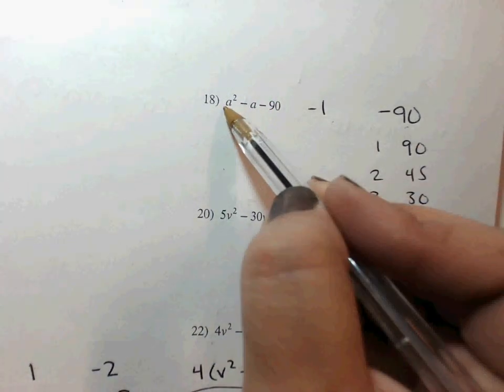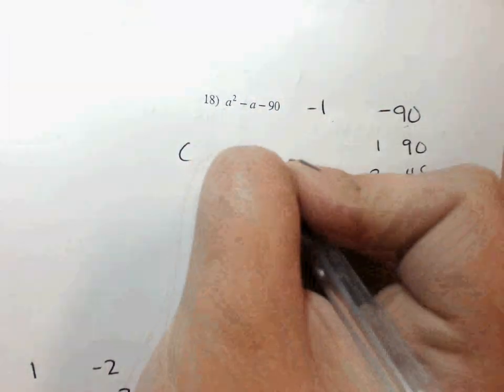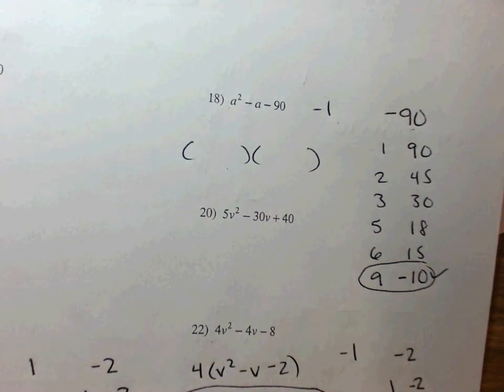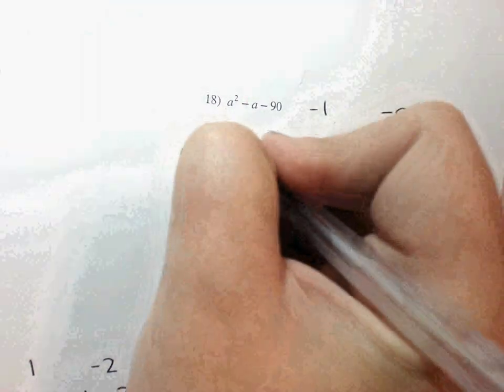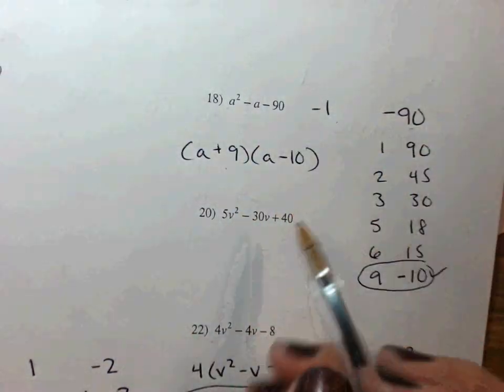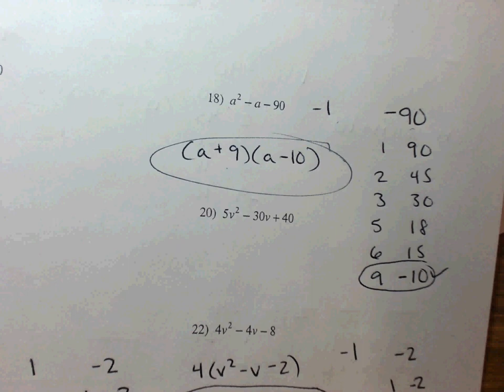Again, we do not have a leading coefficient, so you don't have to do any of the other stuff from the last problems. You just write A and A. You have a positive 9 and a negative 10. Again, this is what we did at the beginning of class yesterday.